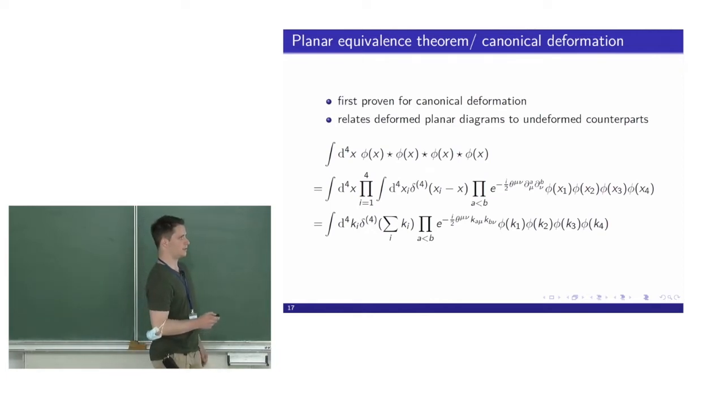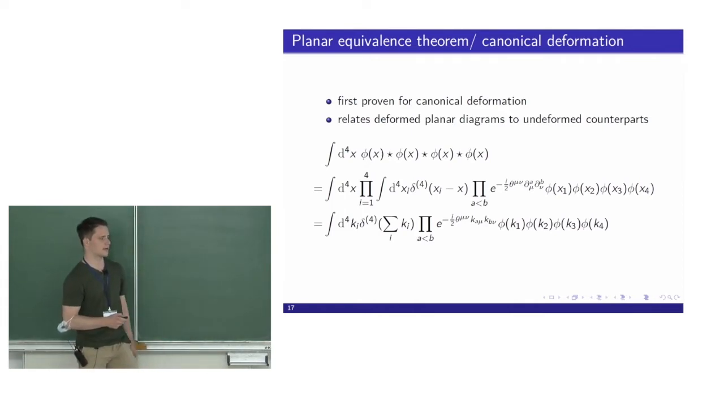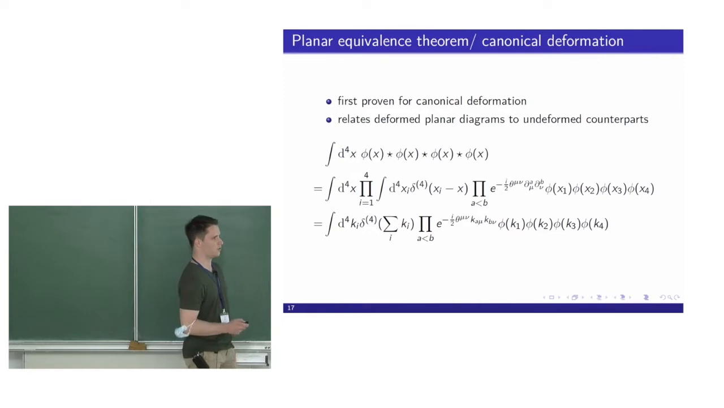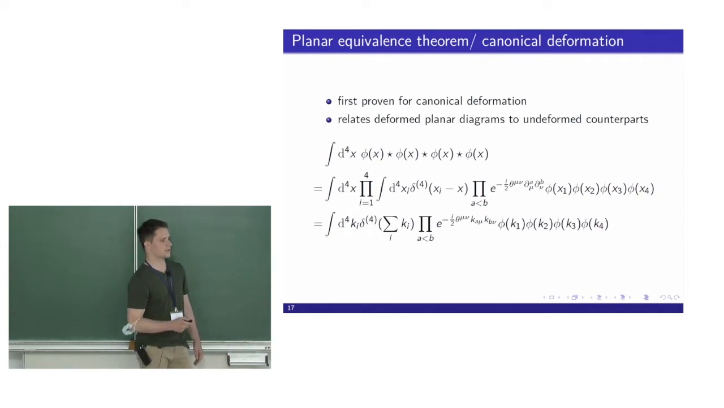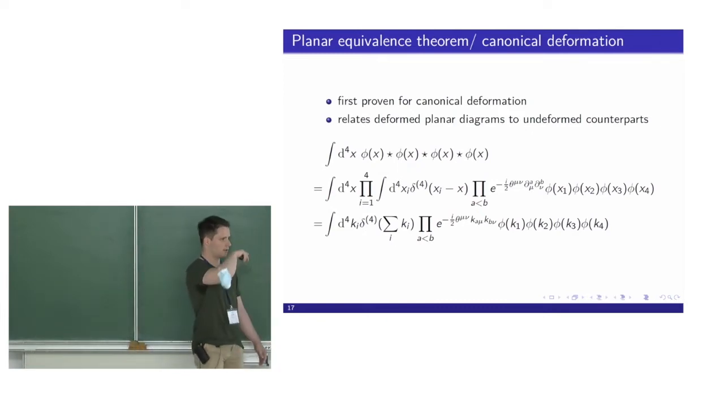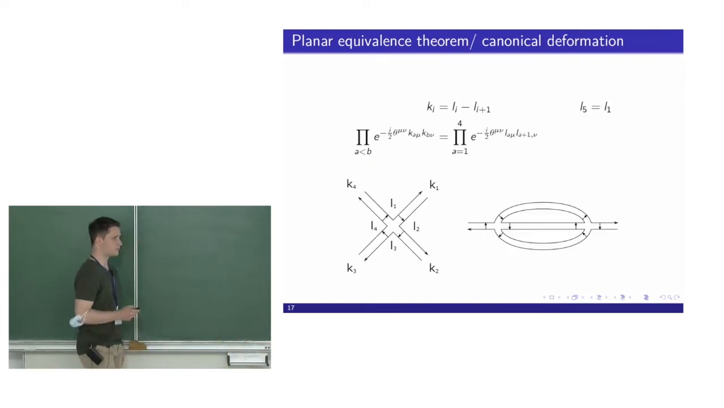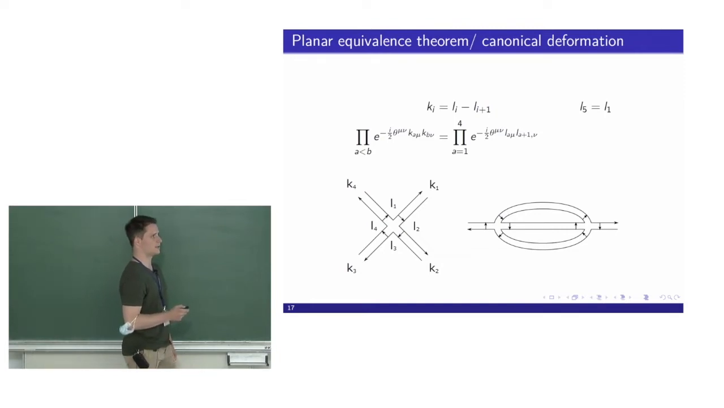The next step in this proof by Filk is to Fourier transform these fields here so that these partial derivatives become just momenta. We also have momentum conservation here, and this is then how this interaction looks like in momentum space. And what changes in comparison to the undeformed case is just this exponential here, this product of exponentials. So let's take a closer look at that. We can redefine these momenta to be the sum of an ingoing and an outgoing momentum.